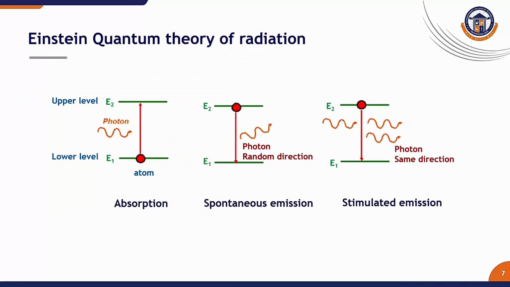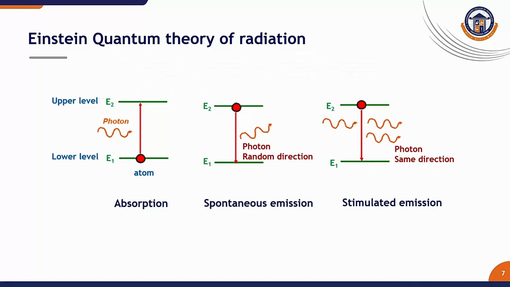Then Einstein's theory of radiation. Einstein's theory focuses on the following three processes. The first one is absorption, the second one is spontaneous emission, and the third one is stimulated emission. Absorption is this process: the atom in the ground state can absorb a photon of energy and goes to the excited state. This process is called stimulated absorption, or absorption.